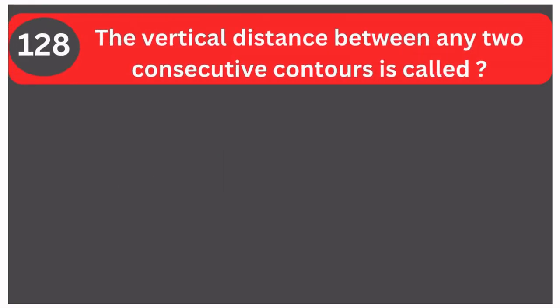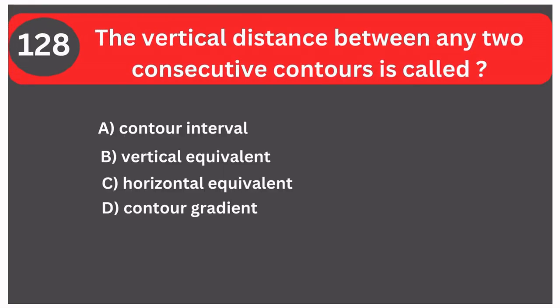The vertical distance between any two consecutive contours is called. Options A. Contour interval. B. Vertical equivalent. C. Horizontal equivalent. D. Contour gradient. Answer A. Contour interval.